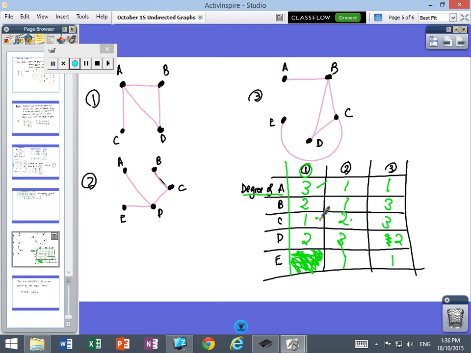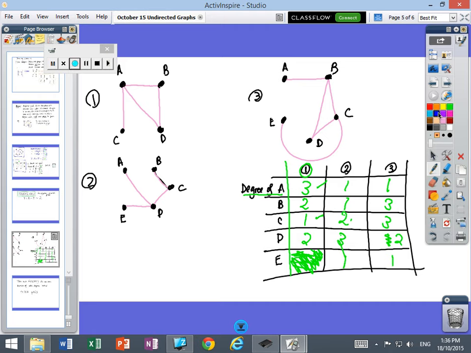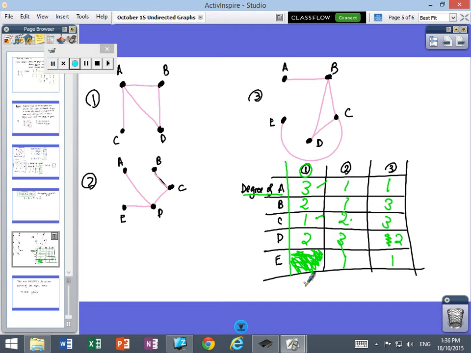Well, there's 1, there's 2. So just change colours here. There are 2 odd degree vertices. I'll put a 2 there. How many are there in graph 2? There's 1, there's 2, there's 3, there's 4. So there's 4 odd degree vertices, and if I do the last one, 1, 2, 3, there's 4 there as well. Now, all of these numbers down the bottom, 2, 4, and 4, are even numbers.